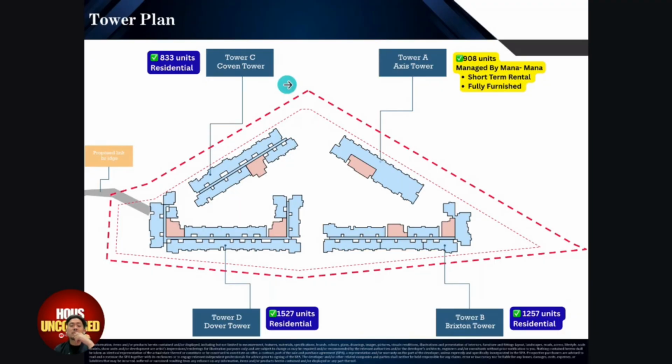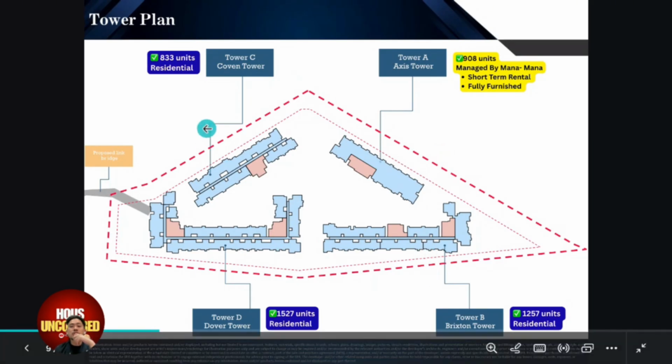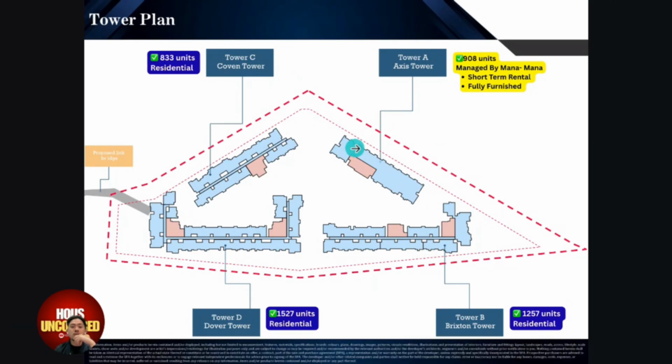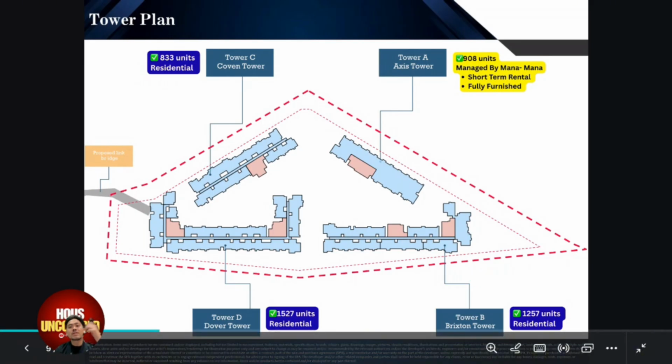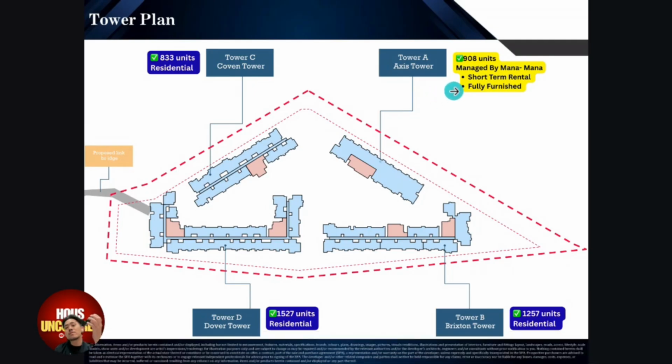All right, now let's look at the composition of Causewayz Square. There are 4 towers, whereby 3 are residential and 1 is catered for short-term rental. For facing, you can expect C and A to face towards JB, while D and B face towards Singapore. For residential units, Tower C has 833 units, Tower D has 1,527 units, and Tower B has 1,257 units. Tower A has 908 units, and it's exclusively focused on short-term rental.